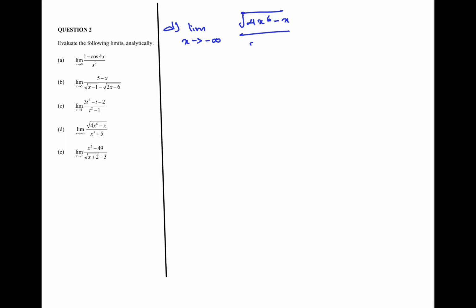Okay, for question D, we have the limit as x approaches negative infinity of the square root of 4x to the 6 minus x, divided by x cubed plus 5. For this equation, if we substitute infinity directly, we get infinity divided by infinity. Since infinity divided by infinity is not the answer, we must find another method. Since it involves x approaching infinity, we can solve by dividing by the highest power of the denominator. The highest power of the denominator in this case is x cubed. So all the terms in this function must be divided by x cubed.